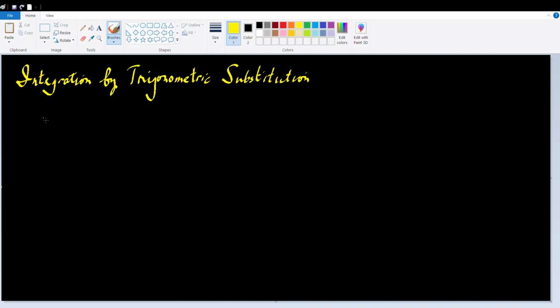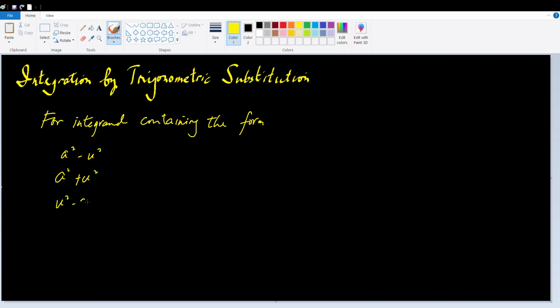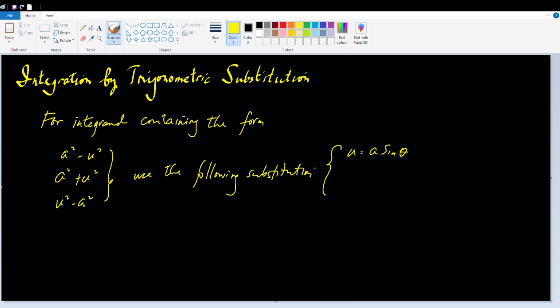So, for an integrand containing the terms a squared minus u squared, a squared plus u squared, and u squared minus a squared, use the following substitutions. u equal to a sine theta for the expression a squared minus u squared. And for an integrand containing the expression a squared plus u squared, we use the substitution u equal to a tangent of theta.